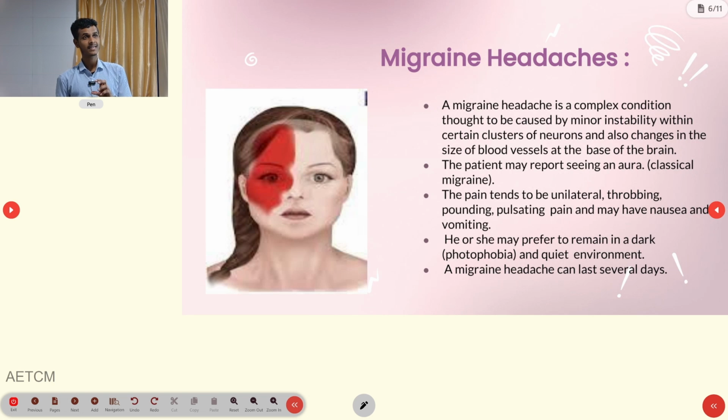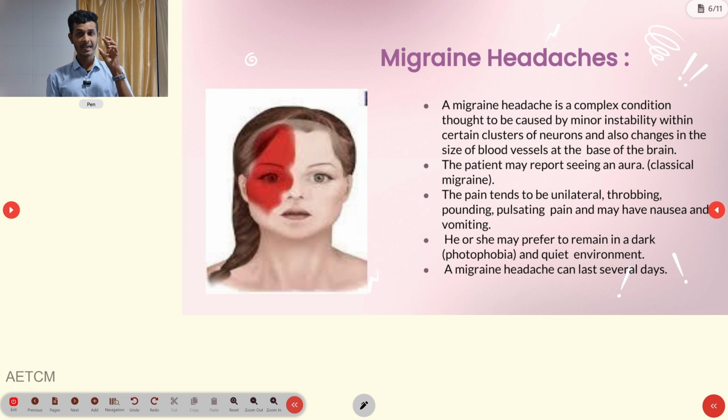The third one is migraine headache. It is a complex condition, with two major causes creating the migraine headache. What are the two major things? One is nerve origin, and one is vascular origin. On the nerve side, there is instability in the cluster of neurons. On the vascular side, there is a diameter change in the blood vessels at the base of the brain. Those are the two major causes for migraine headache.